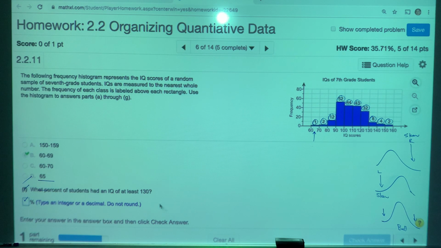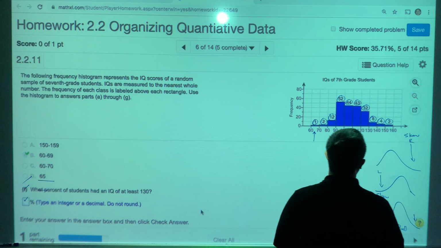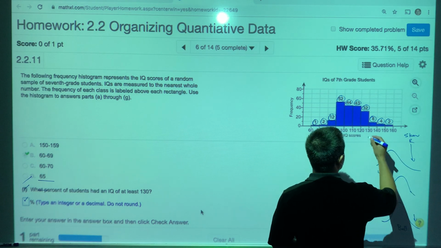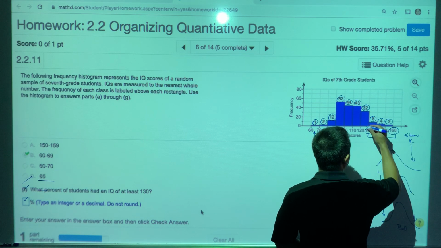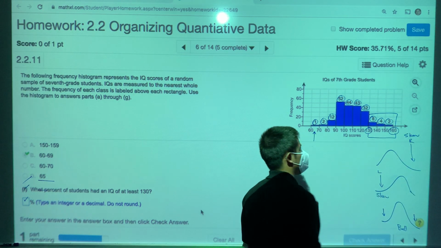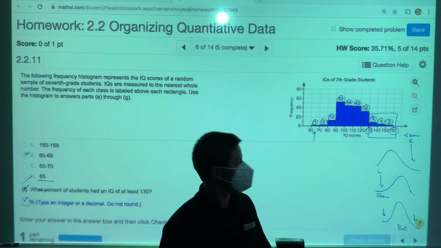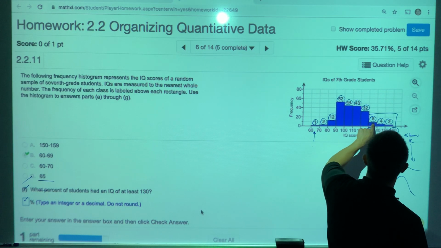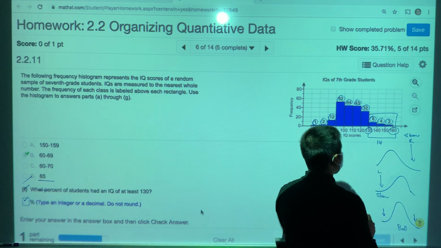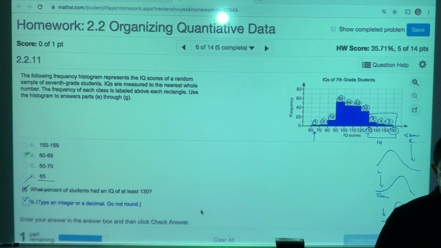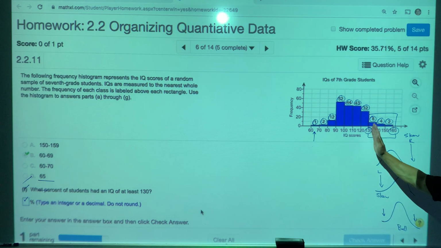What percentage of students had an IQ test of at least 130? So, take a look here, at least 130. At least 130 means that what? We're starting here and taking everybody within this range. Everybody got that? So that means there's 8, 12, 14 people that fall within an IQ range of 130 to 160, or in other words, 130 and above, because we don't have anybody past 160.